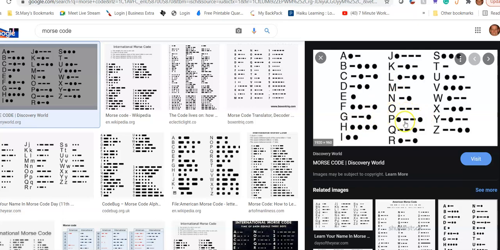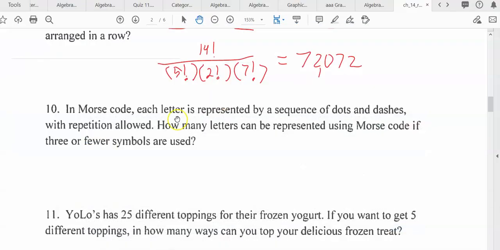Some of these are 3 character letters, like O is a dash dash dash. Some are 4 character letters. I think that's the max there. There's no more than 4 character letters. But that's the idea, that you can do the whole alphabet with dots and dashes in groups. So you go dot dot, that means I, dot dash, that means A, etc. So a sequence of dots and dashes with repetitions. How many letters can be used in Morse code if 3 or fewer symbols are used?